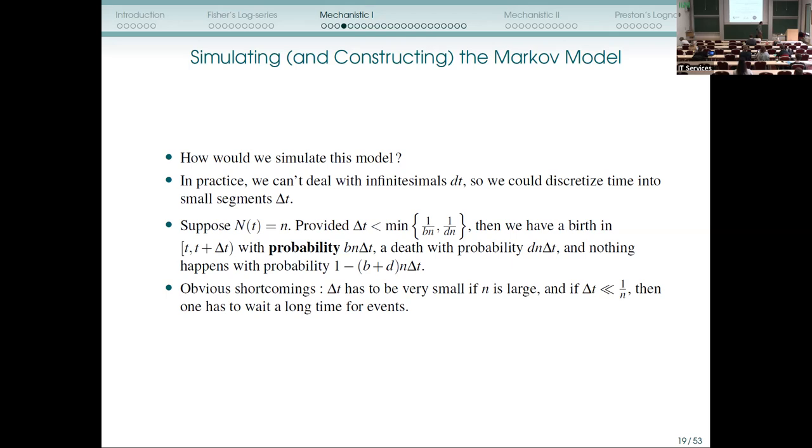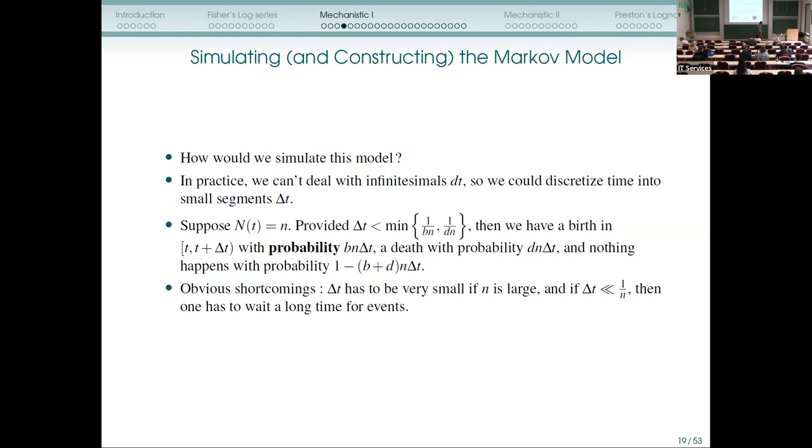Then I look at the first time step and I say, a birth happened in that time step with probability b times 1 individual, so b times 1 times delta t. My individual died with probability d times delta t, so d delta t times 1. And with 1 minus that, nothing happens, and I move on to the next time step. If I keep doing this, you can see that's exactly a description of the model I showed you, right? At each time step, see, did someone die? Did someone give birth? Move to the next time step. Did someone die? Did someone give birth? And so forth.